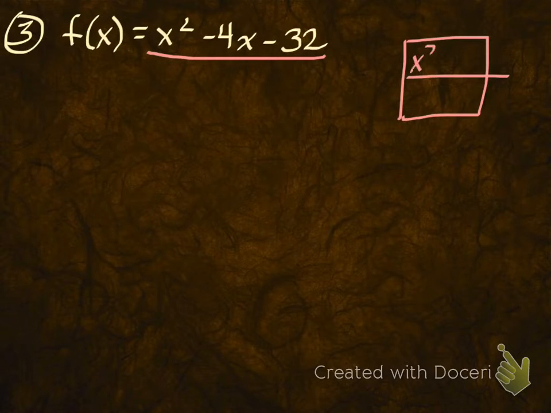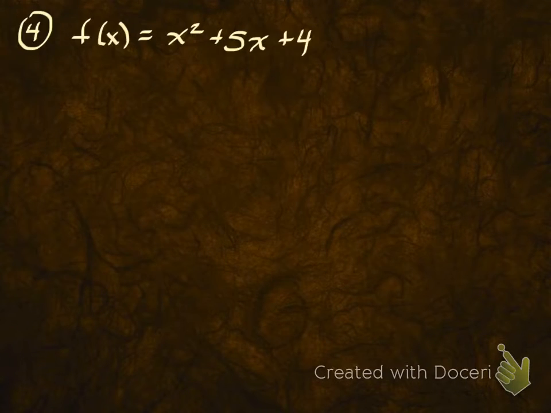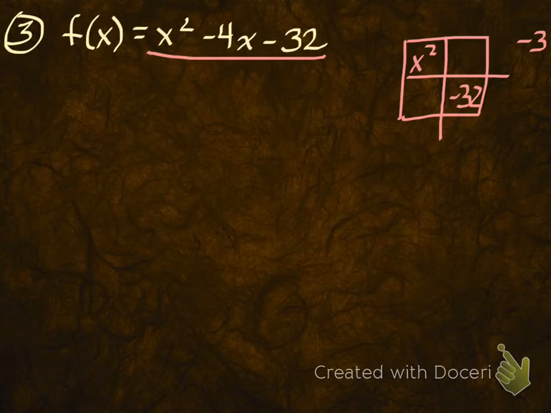And the x squared goes here. The -32 goes here, and we're looking for the factors that will give us a -32x squared as a product, but yet a difference of -4. And so this would be -8x and 4x.